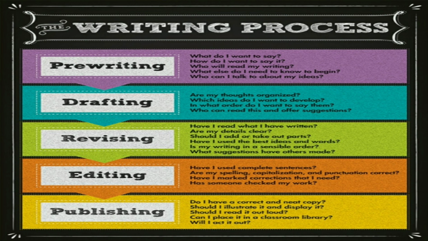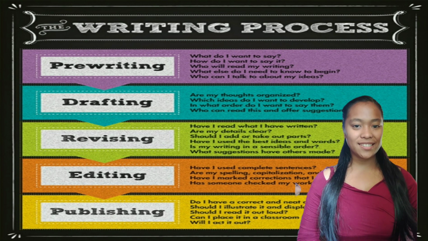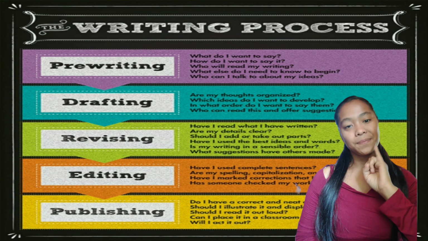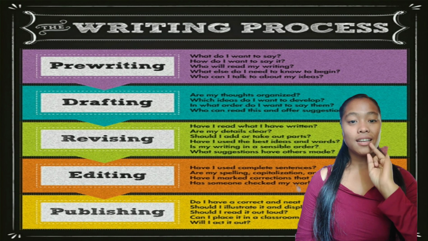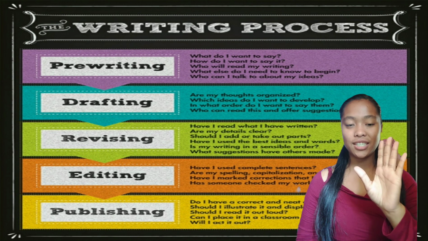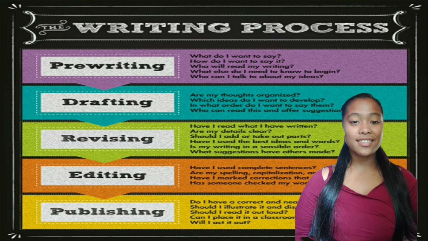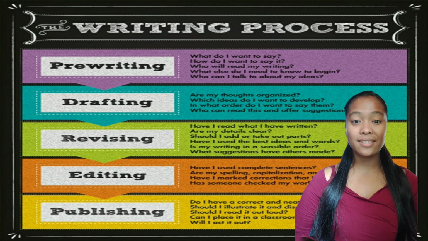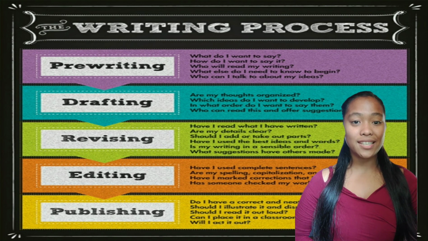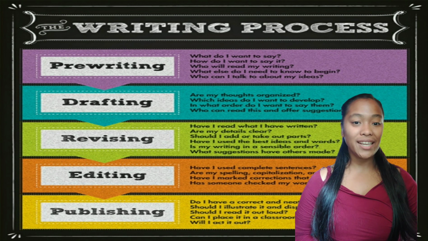There are 5 basic stages of the writing process. They are pre-writing, drafting, revising, editing, and publishing. In order for us to know the importance and the uses of these different basic stages of the writing process, I will give the floor to Mr. Bogo to explain the different stages of the writing process.